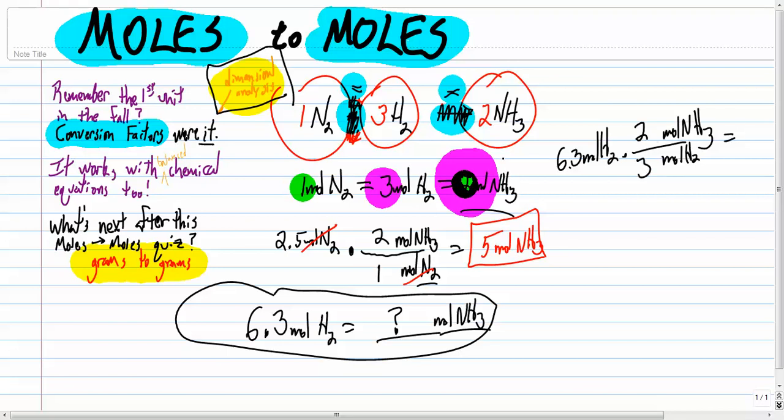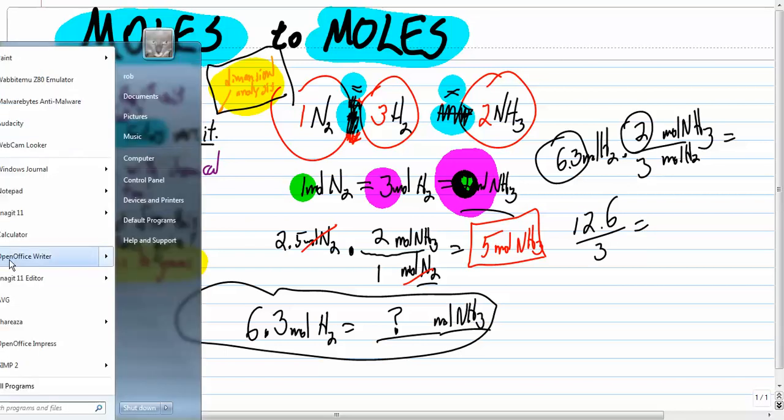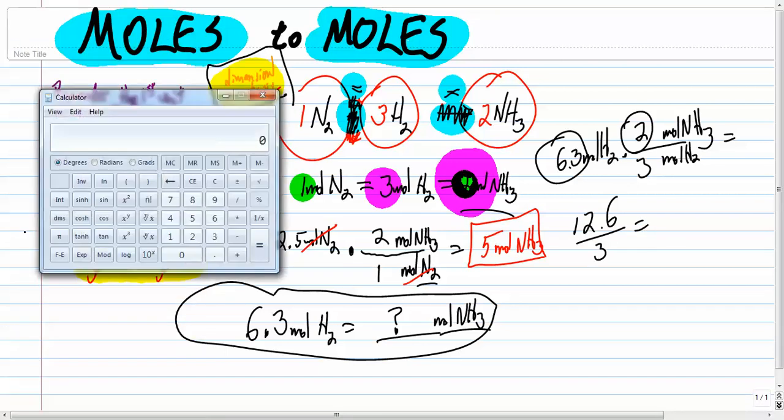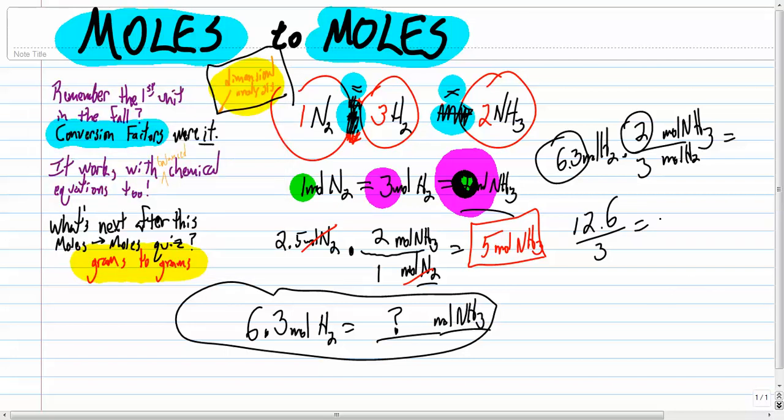So now it looks pretty easy, right? All I've got to do is go 6.3 times 2. I can handle that in my head. That's 12.6. And then I've got to divide that by 3. And I am not going to take my time to do that because I might mess it up. So I'm going to go 12.6 divided by 3, and I get 4.2. Okay, so 4.2 what? The moles of hydrogen canceled out, so it's going to be 4.2 moles of ammonia, or NH3.